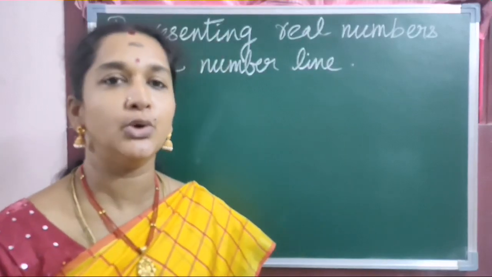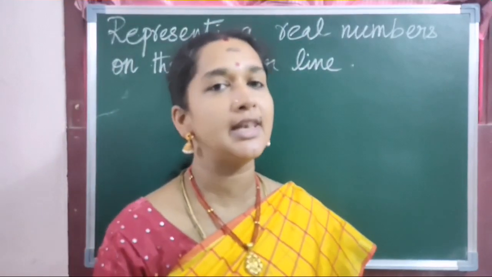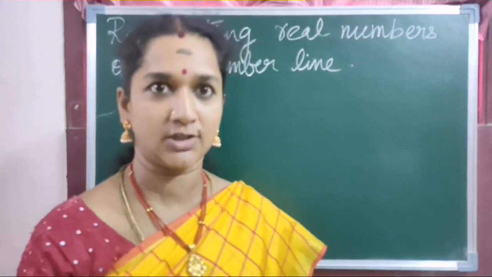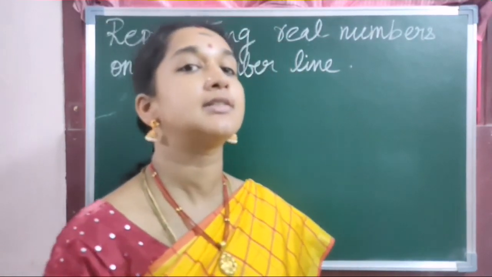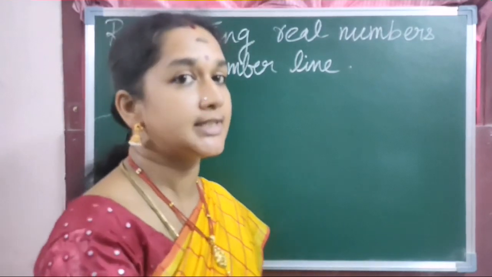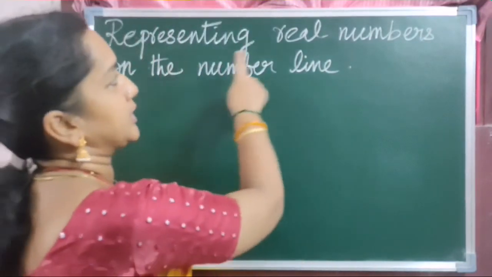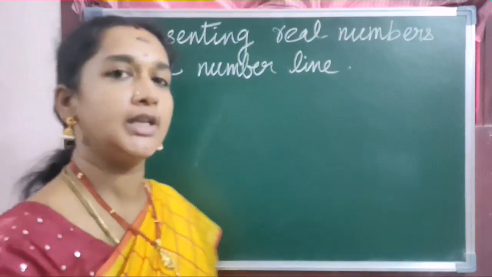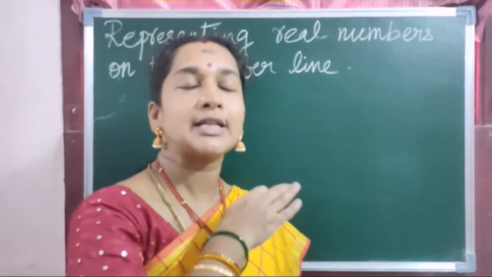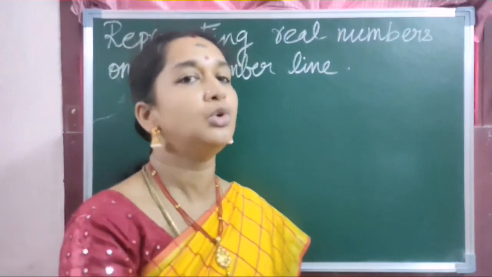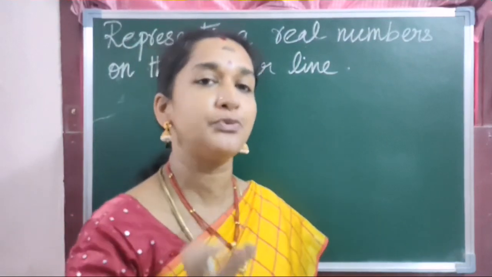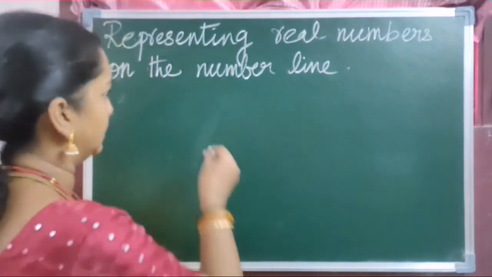In the previous video, I told you that real numbers have decimal expansions. Now that we have decimal expansions, we are going to represent them on the number line. That is, representing real numbers on the number line. To any number of decimal places we can represent. Now I will show you how to represent a few decimal numbers on the number line.